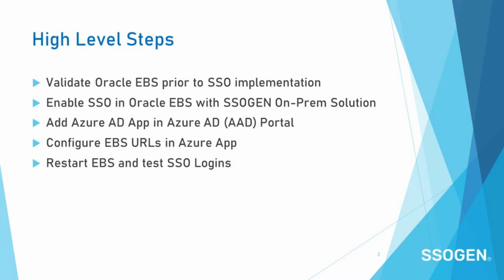Let's take a quick look at the high-level steps. Check the EBS logins before SSO. Enable SSO in EBS. Add Azure AD app in your Azure tenant. This is typically done by Azure AD admins. Configure EBS URLs in the Azure app. Restart EBS and test the SSO logins.